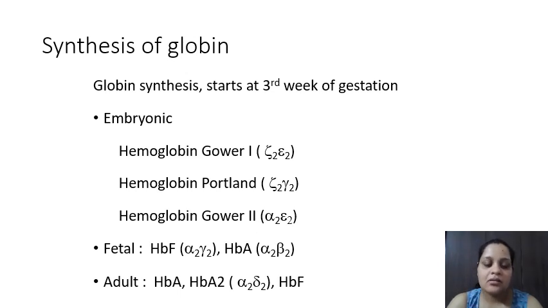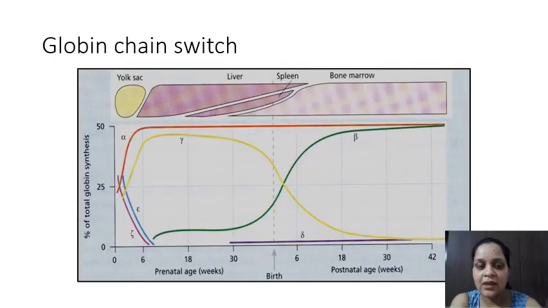After birth, three types of hemoglobins are found: predominantly HbA, along with HbA2 and HbF. In this figure, we can see that the yolk sac is responsible for the production of globin chains during embryonic life. After embryonic life, during fetal life, the liver and spleen are responsible for the production of globin chains. At about 30 weeks of gestation, bone marrow also starts contributing towards the production of globin chains, and this function is completely taken over by bone marrow at about 6 weeks after birth.